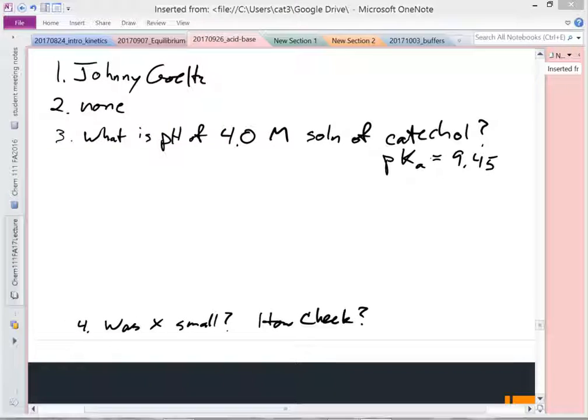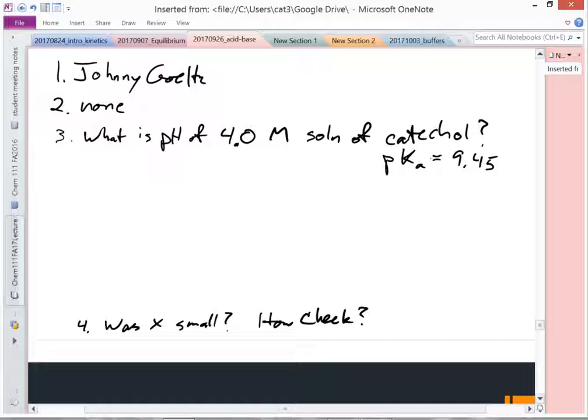Name, lab instructor: what is the pH of a 4.0 molar solution of catechol with a pKa of 9.45? Do you know the structure of catechol? Probably not. Does it matter? No.